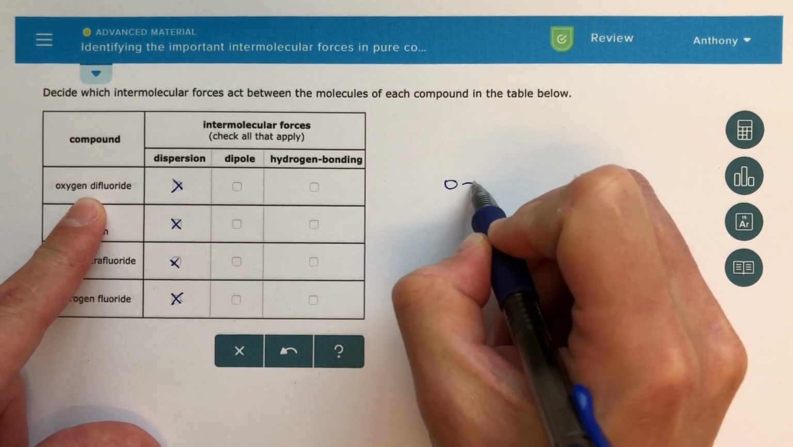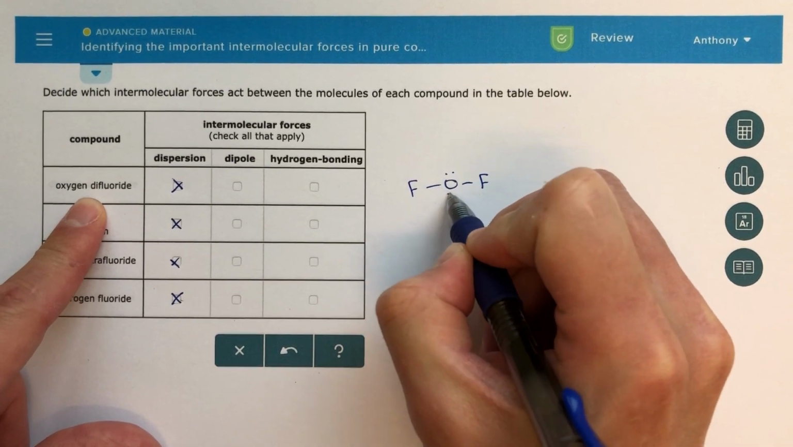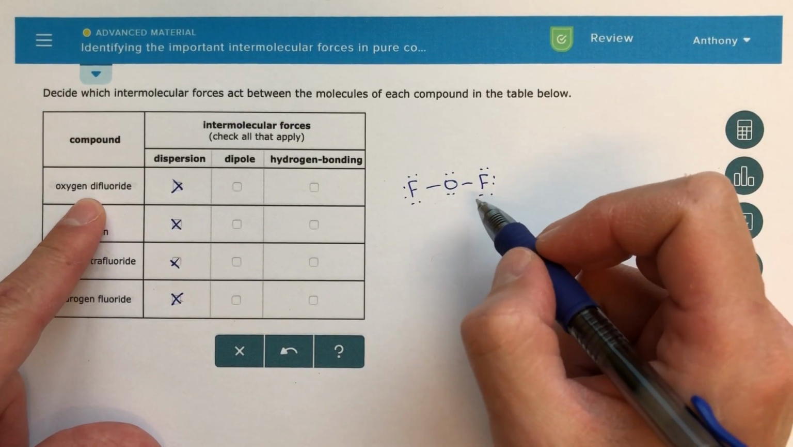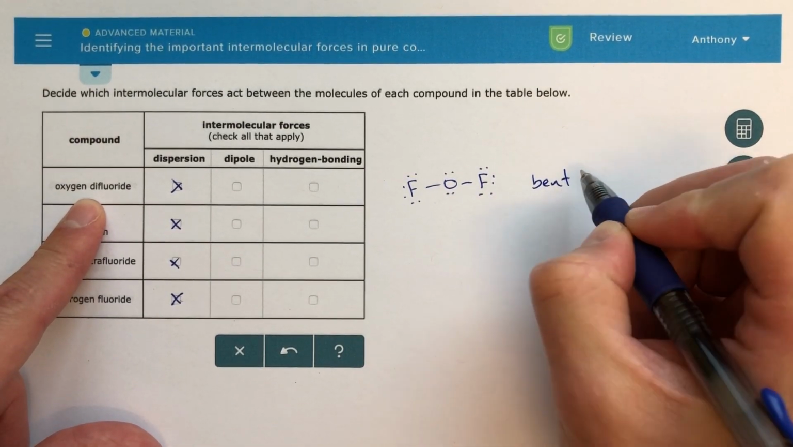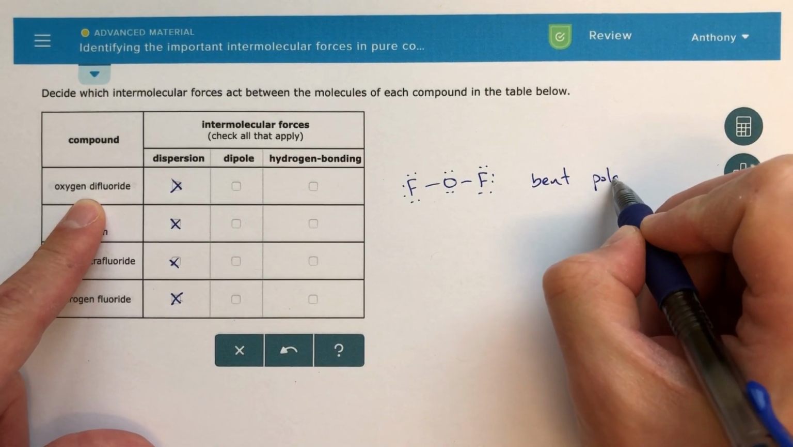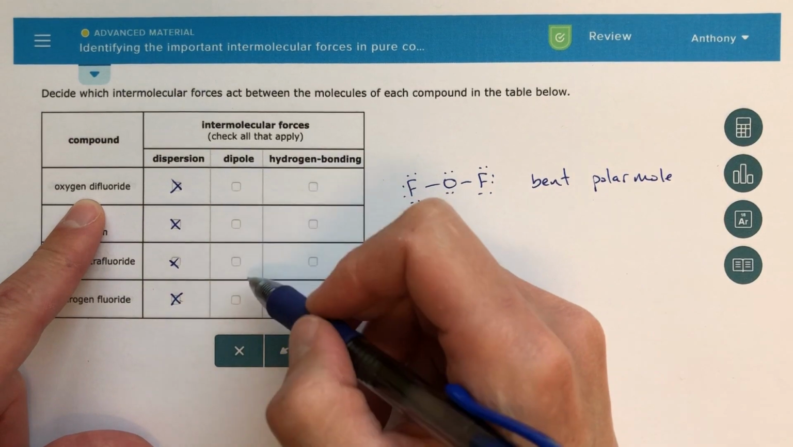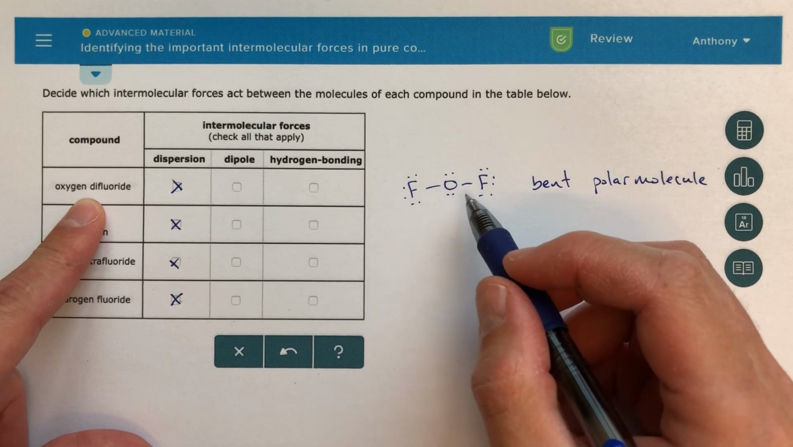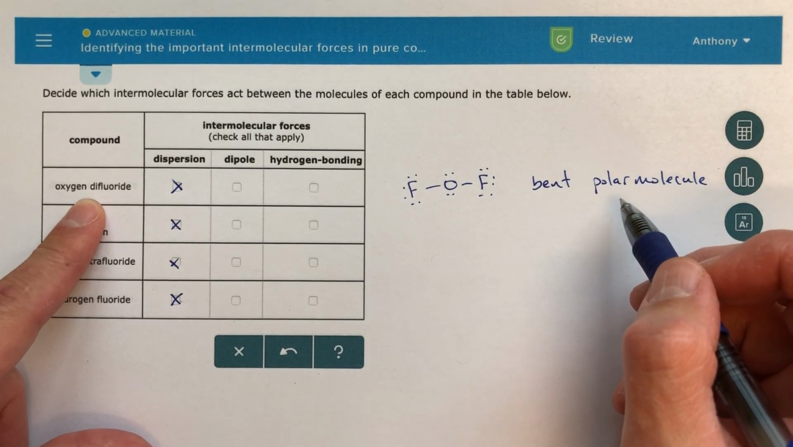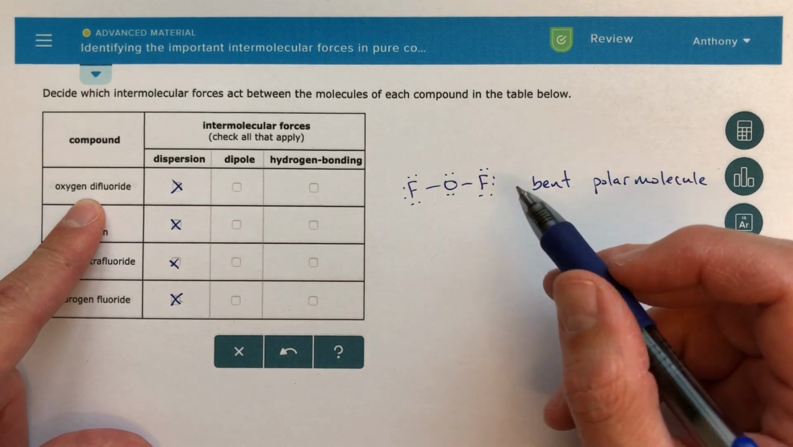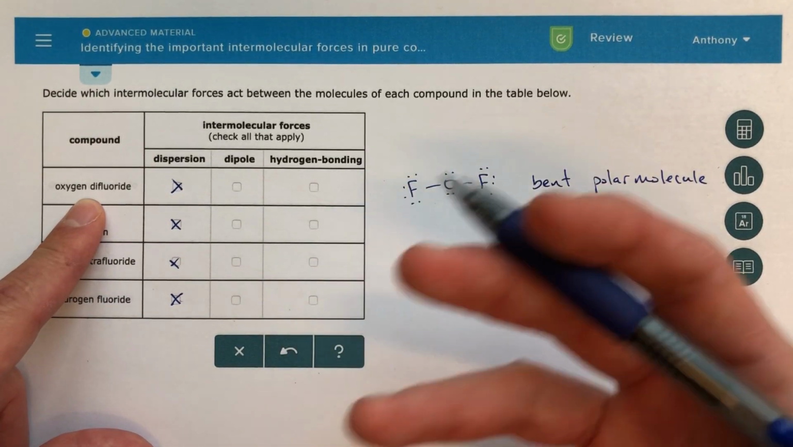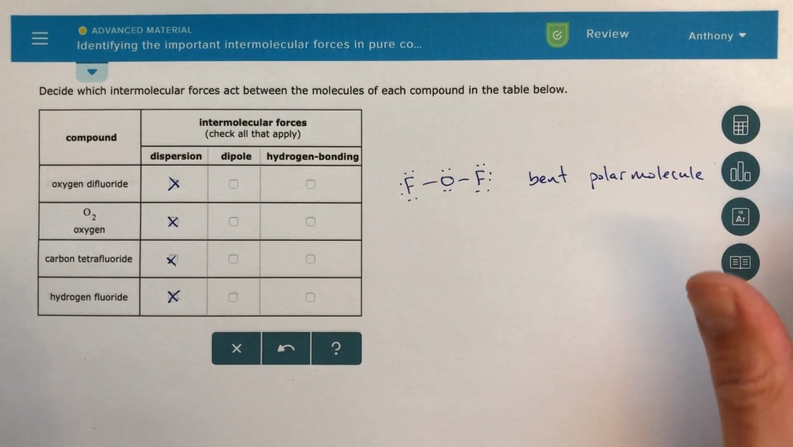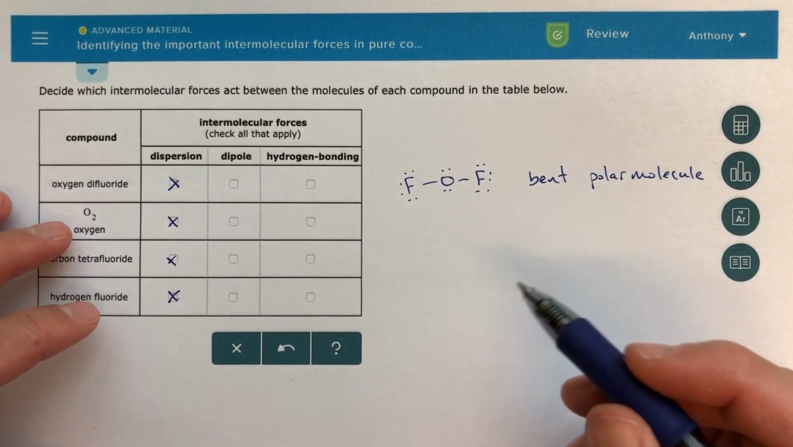So for oxygen difluoride, this is what the Lewis dot structure that I would draw looks like. And I can recognize that this is going to have a bent shape. And since it's bent, it's going to be a polar molecule. So to determine if these things are going to be present, you really need to know, number one, how to draw a Lewis dot structure. Number two, what the molecular geometry is. And then number three, is that going to be a polar molecule or a nonpolar molecule? And that's based off of the polarity of the bonds and the electronegativities of our different elements. So it's a lot that's going into this one problem, and if you don't know any of those things, then you're going to be in trouble.